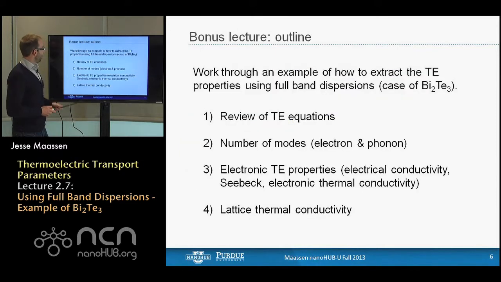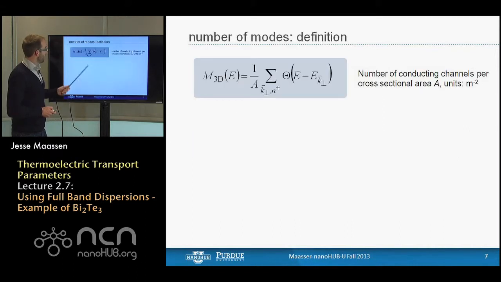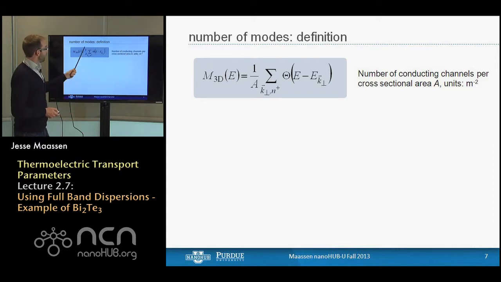Okay, so we did a quick review here of the TE equations. Now let's move on and show how we calculate the modes. So this is a general definition that we have. If we have a 3D solid or a bulk solid, the number of modes is going to be, let's say, the number of modes per cross-sectional area, actually. So we'll have units of number of modes per meter squared, given by this expression here.